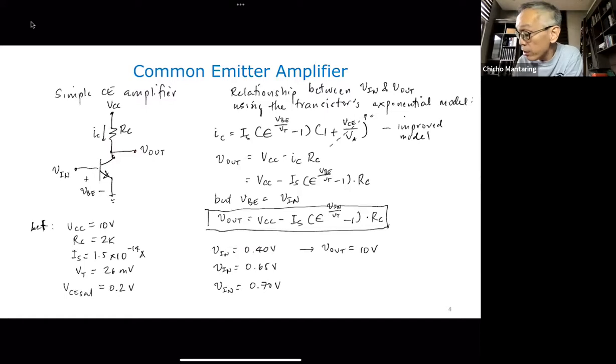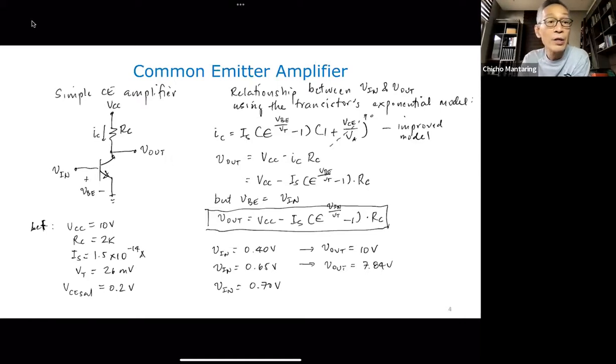Okay, so next, 0.65. Can somebody tell me what V out is going to be? That was fast, you already have one. Okay, so far so good. Okay, so V out is 7.84 volts.